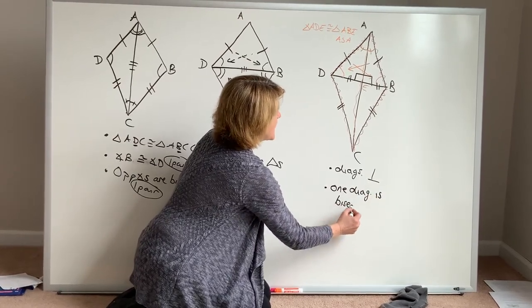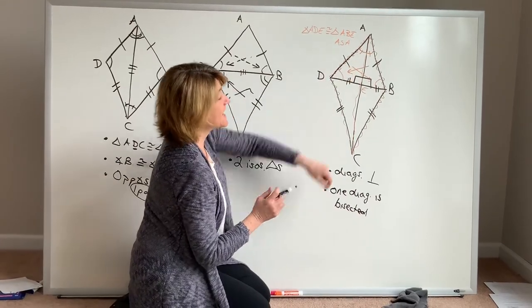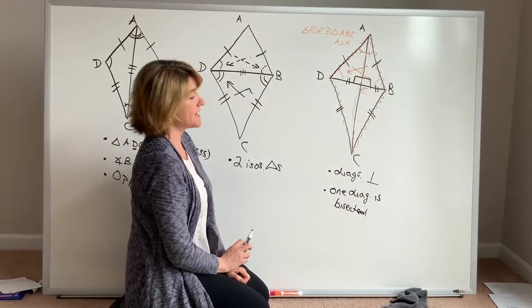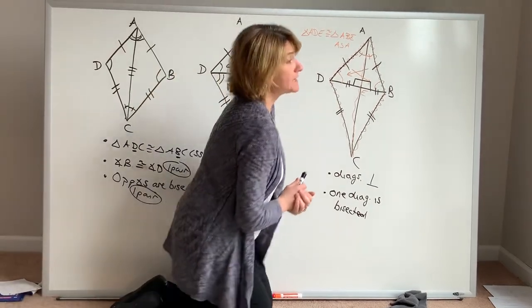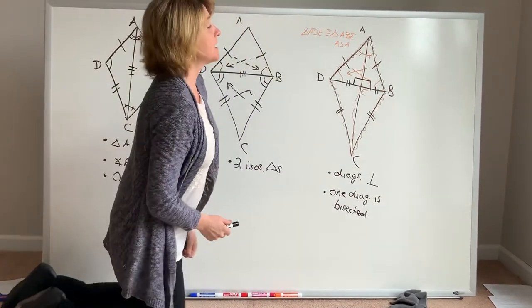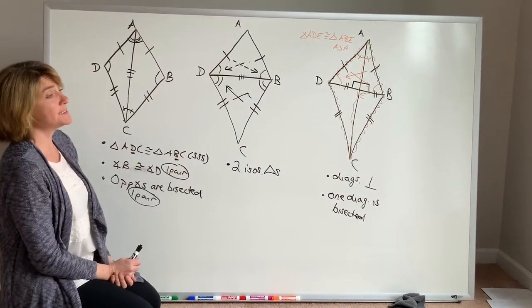But even though diagonal DB is being bisected, that doesn't tell me that diagonal AC is. Only one diagonal of a kite is bisected. Now, this is a pretty complete list of everything that we can say about a kite. Your book doesn't see every individual one of these as a theorem.